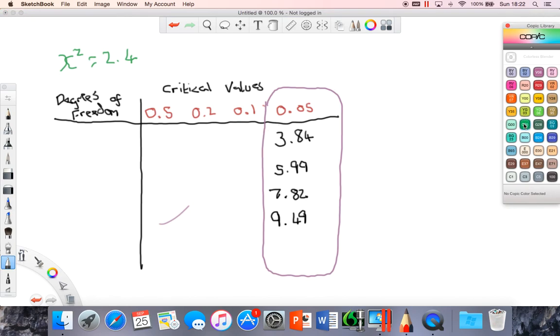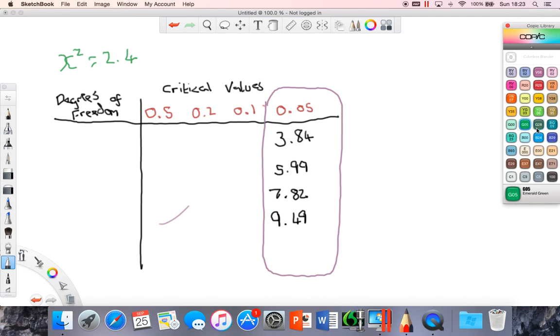So before I go any further, let me remind you, in terms of biology, in terms of your A-level examinations, you can always ignore these columns. You can always ignore the 50%, 20% and 10%. The only column we are ever bothered about, because in biology it is the only column that has statistical significance, is the 5% chance, the 0.05 column. That's because this means that there's only a 5% probability that our results are due to chance.